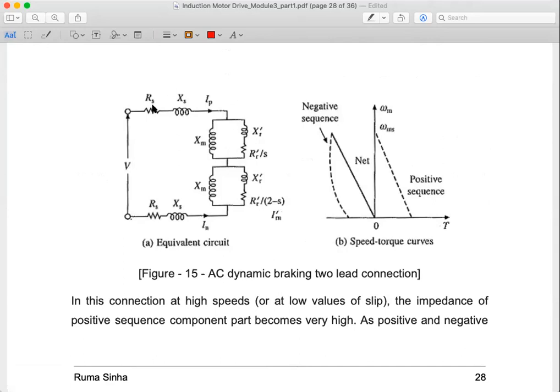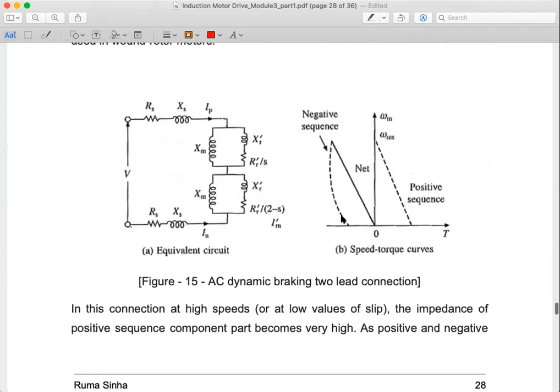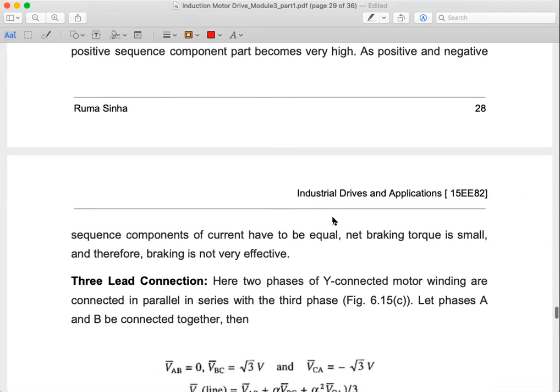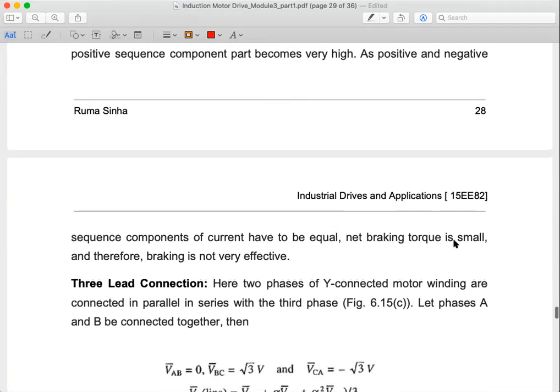So this is for the positive sequence component part, and this is for the negative sequence component part. This is the equivalent circuit. Now if I obtain the speed torque characteristics, this is the positive sequence component characteristic, and this is the negative sequence component. Adding these two, we get the net torque, the total torque. We can see that the torque magnitude is less in the case of the two lead connection. The net braking torque is small and therefore braking is not very effective.